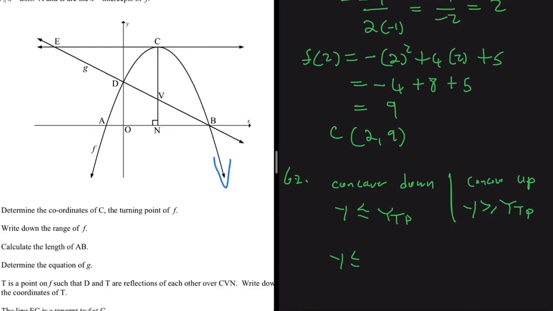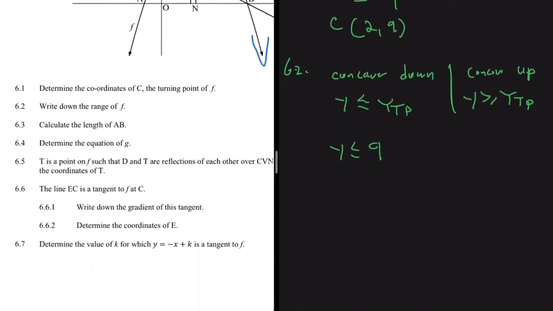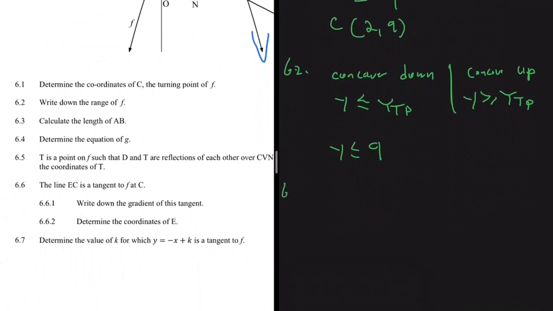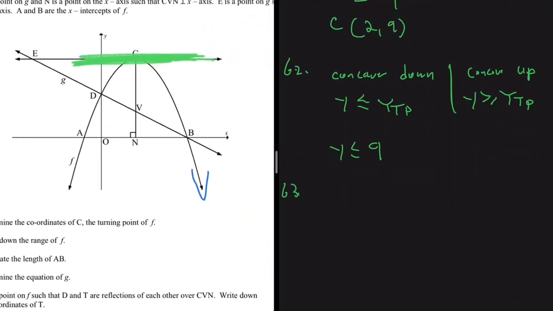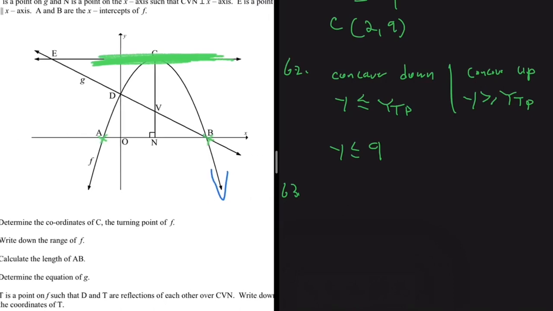We know fully well that here in our situation it is 9, right? And then when you look at the graph itself, the y values of this graph can never exceed 9, right? 9 is the highest point this graph can reach. Now let's do 6.3. So 6.3 says let's calculate the length of AB. So we have A here and we have B here, right? A and B are the x-intercepts of our graph. So let's find those coordinates so that we can determine the length AB, right?